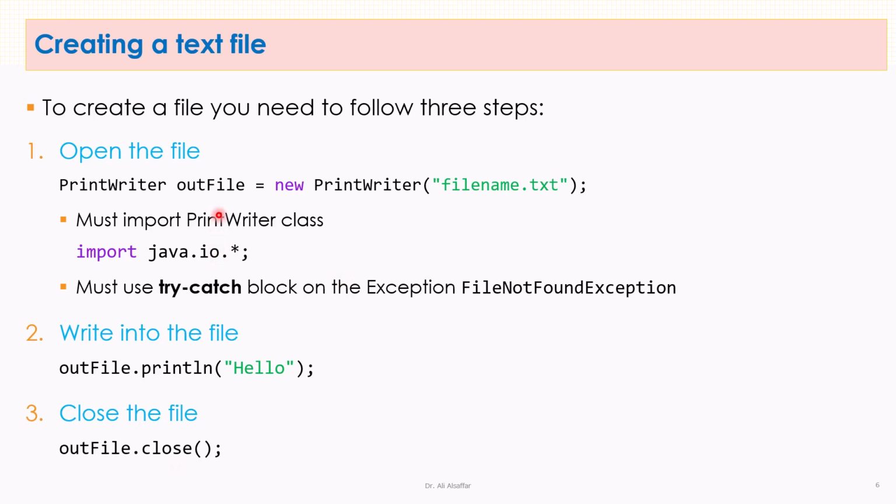That's all you have to do if you want to create a text file for output. First, you open the file for output using a PrintWriter stream. Second, you write into the file using the methods println and print of the output stream. Finally, you close the file by calling the method close of the output stream. Let us show you how to follow these 3 steps in a Java program in more detail.